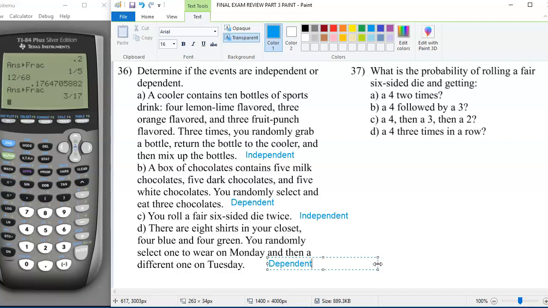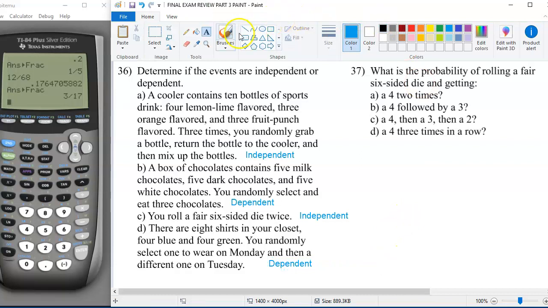Your shirt selection on Tuesday depends on what you wore on Monday because you're not going to wear the same shirt twice. All right, 37. I know we're moving quick. Pause it if you need to.